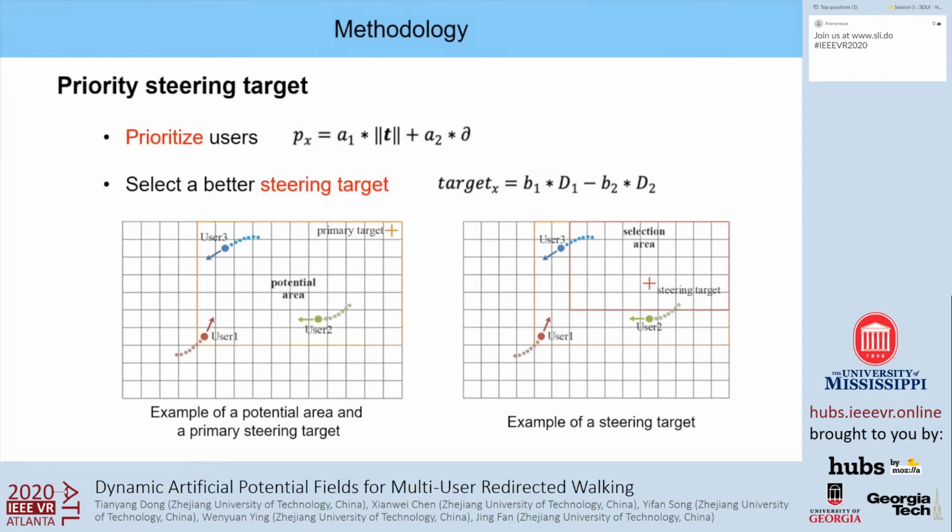In order to select a better steering target, we rasterize the physical space, and the center of each grid is a candidate steering target. The grid will be marked as an obstacle if a user occupies the grid. The target is selected for each user according to the priority from high to low. The grid with the maximum sum is the primary steering target. Then our method finds the largest rectangle area that has no obstacles and contains the primary target as the selection area. Finally, it calculates the steering target in this selection area.